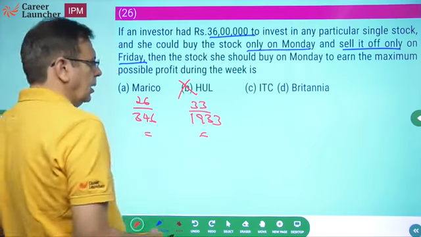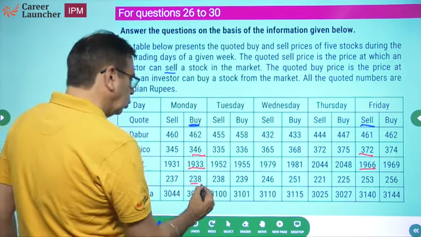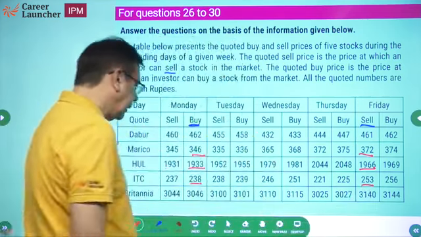Third one, ITC, 238 to 253. 15 rupees on 238.